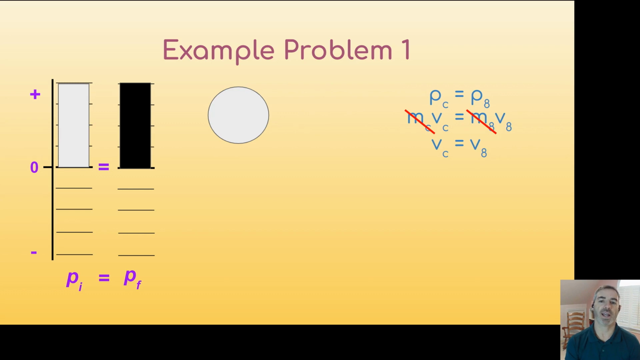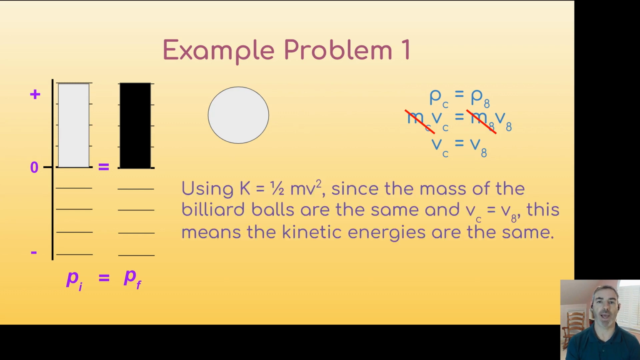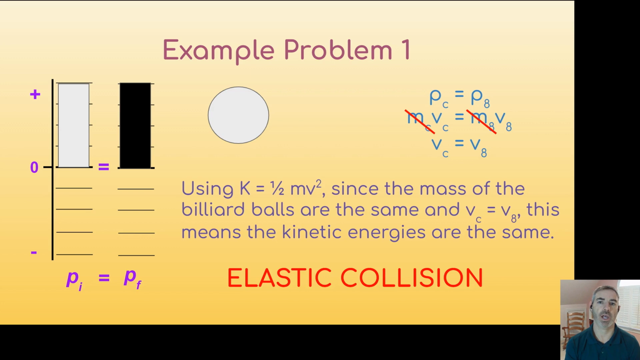Now we can use the kinetic energy equation, and since they have the same mass and the same velocity, we know that kinetic energy is conserved in this situation. So if kinetic energy is conserved, we know that this situation is an elastic collision because the energy before is equal to the energy after the collision in terms of kinetic energy. And we know the momentum is always conserved.